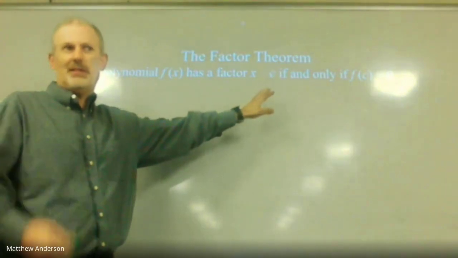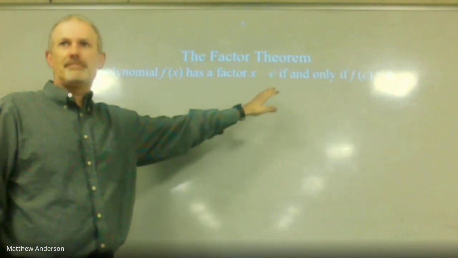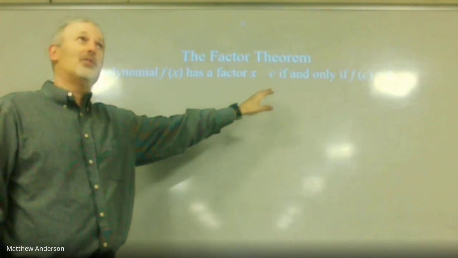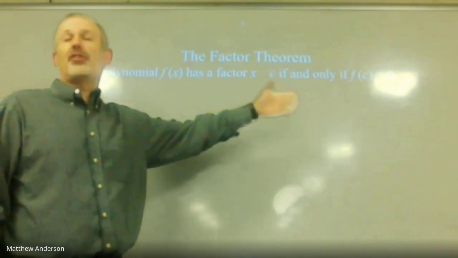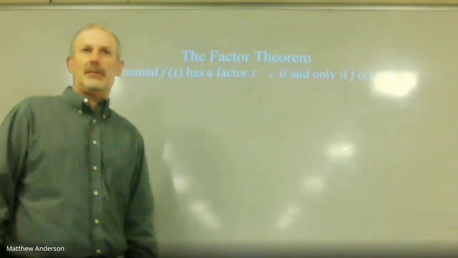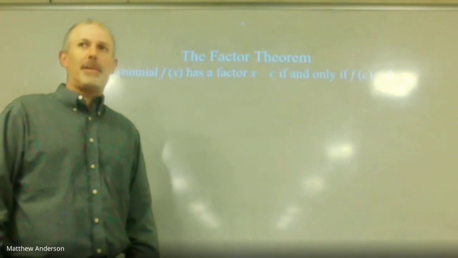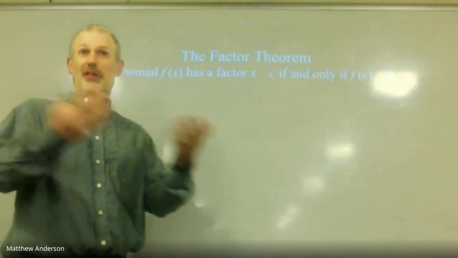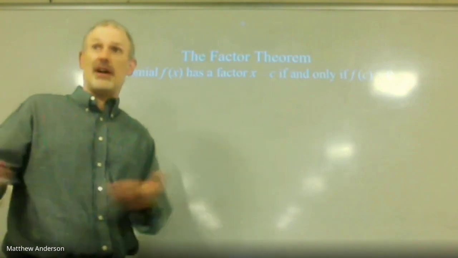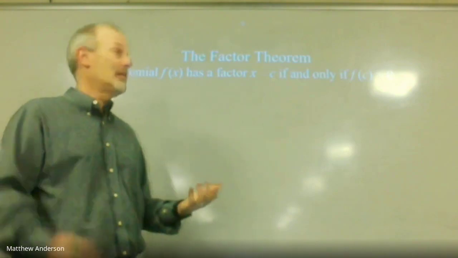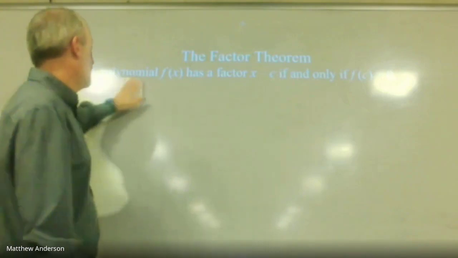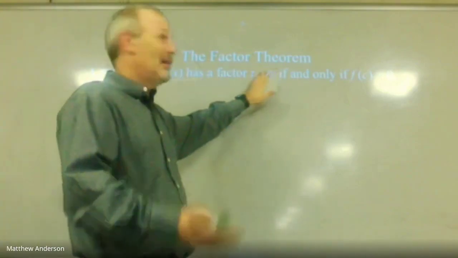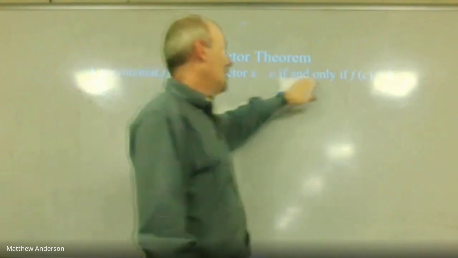What does that mean in math? Like if I tell you 6 is a factor of 30, what does that mean? It divides into 30 evenly, right? That means if you do 30 divided by 6, the remainder will be 0. It divides into it evenly, no remainder. So here's what that's saying. A polynomial f of x has a factor. It means it divides into it evenly. If and only if f of c equals 0.